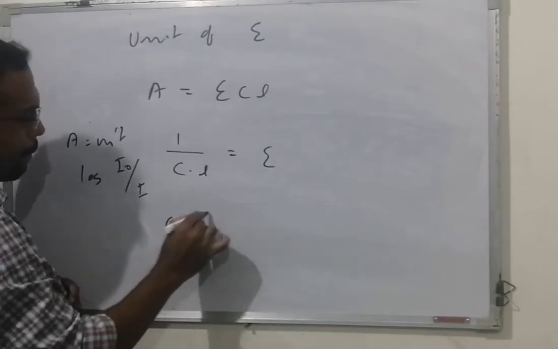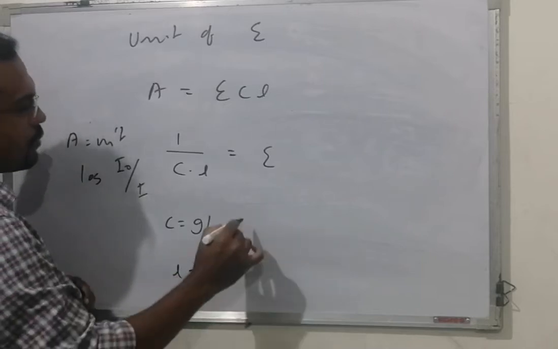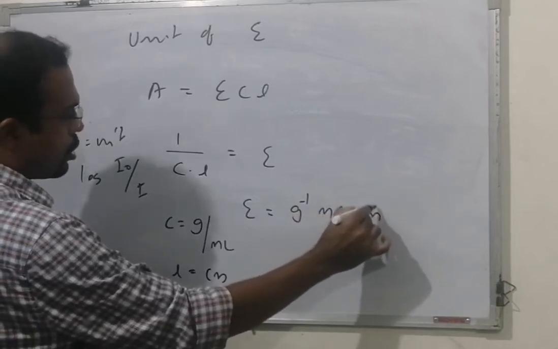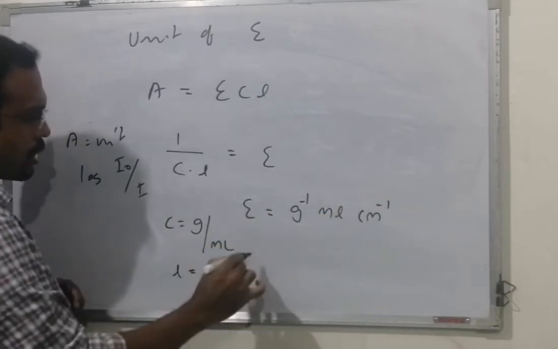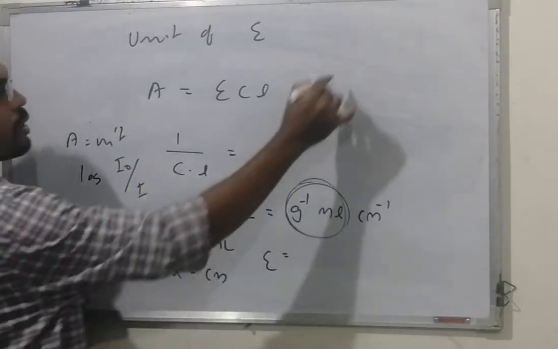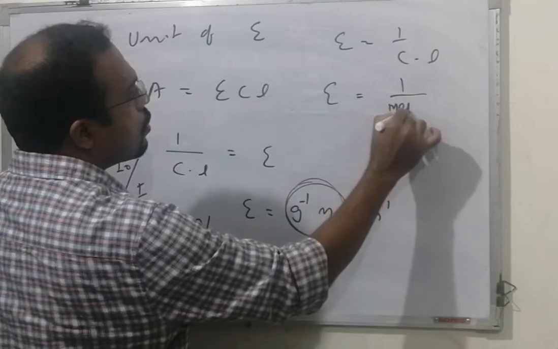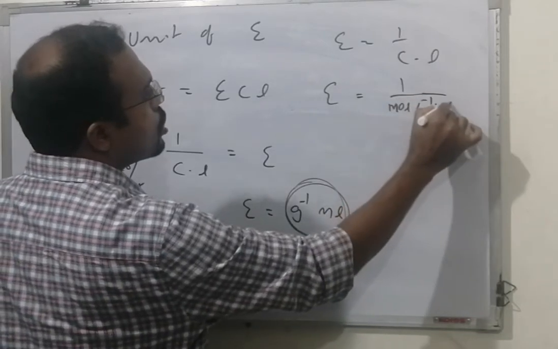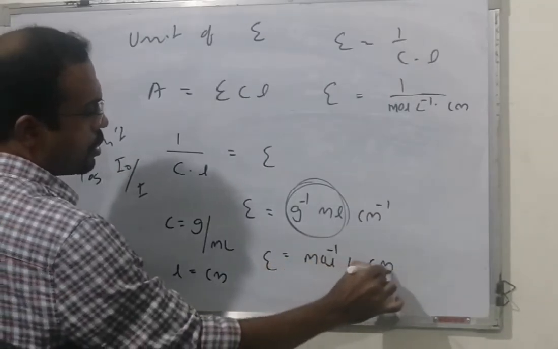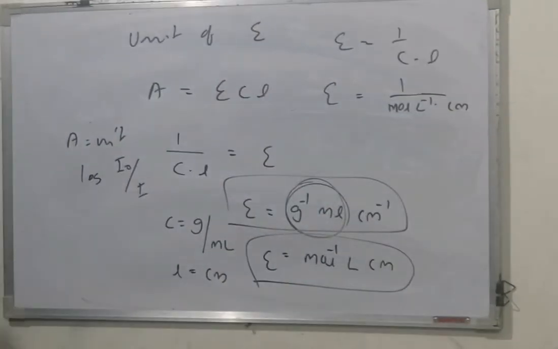If C is in gram per ml and L is in centimeter, then epsilon has the unit gram raised to minus 1 milliliter centimeter raised to minus 1. Suppose the concentration is in mole per liter, epsilon is equal to 1 by C L, so the unit will be mole raised to minus 1 liter centimeter raised to minus 1. This is the unit of molar absorptivity, and the other is the unit of the absorption coefficient in grams.